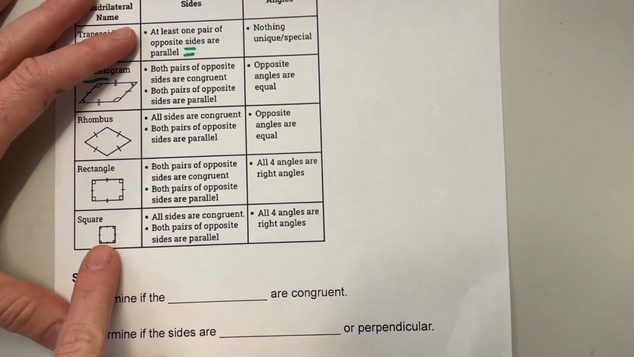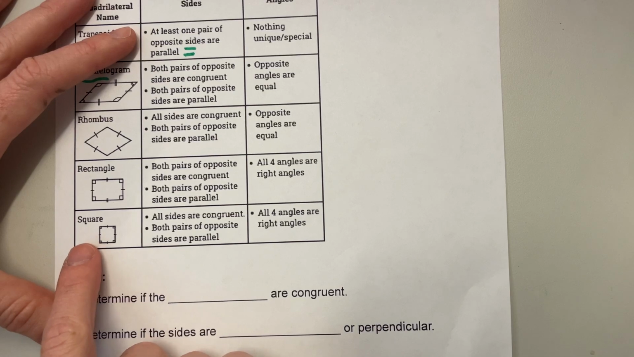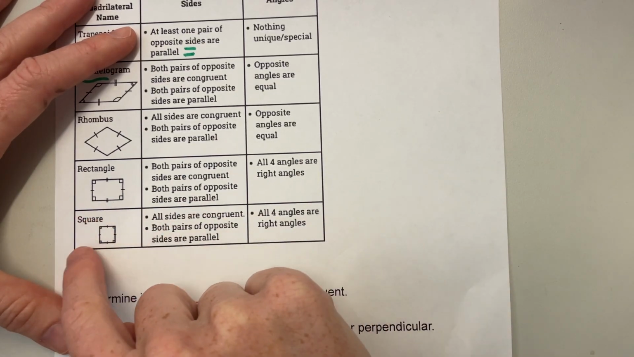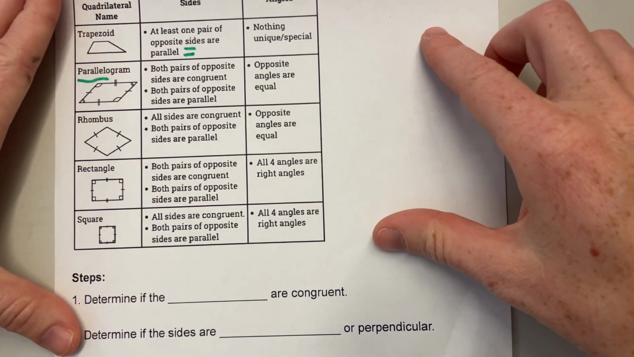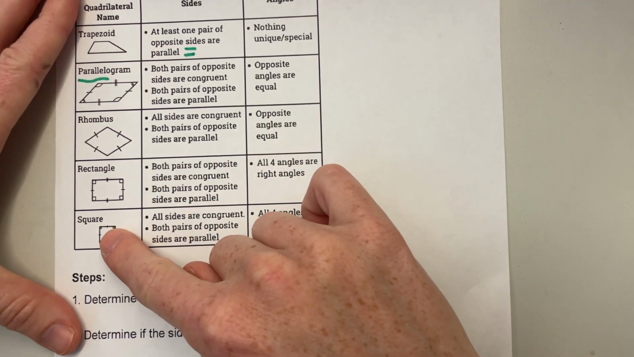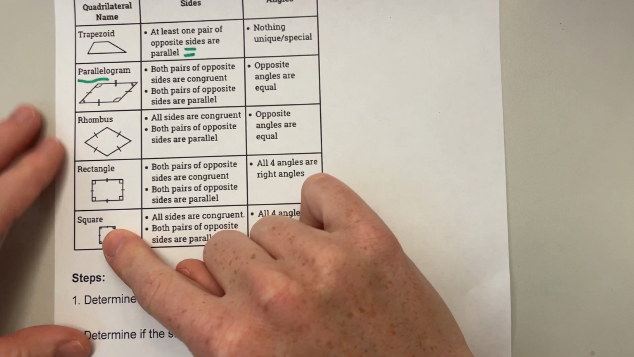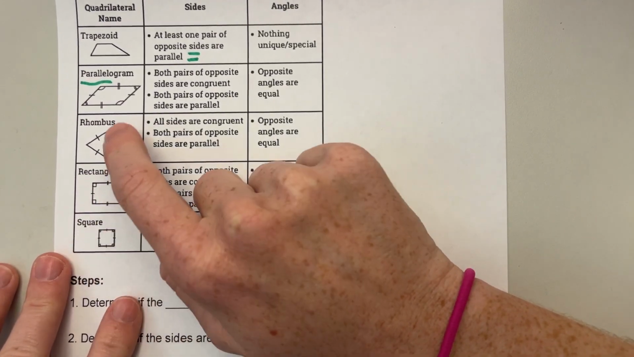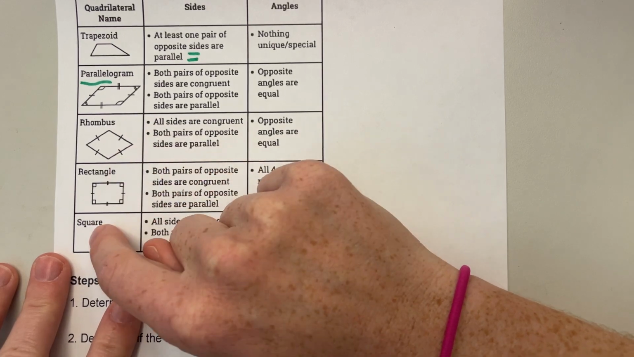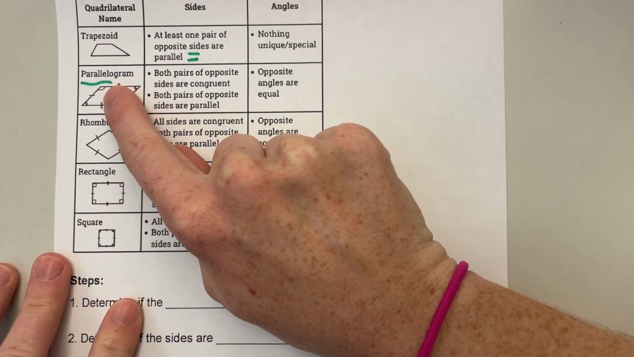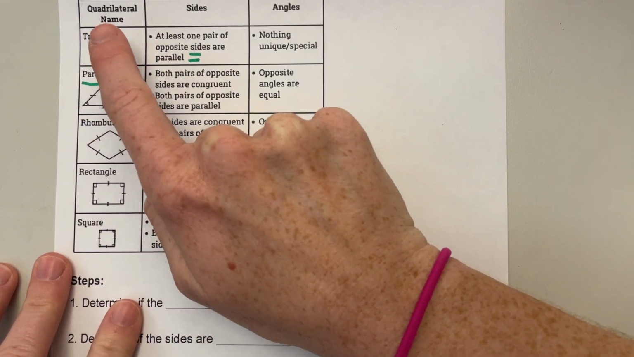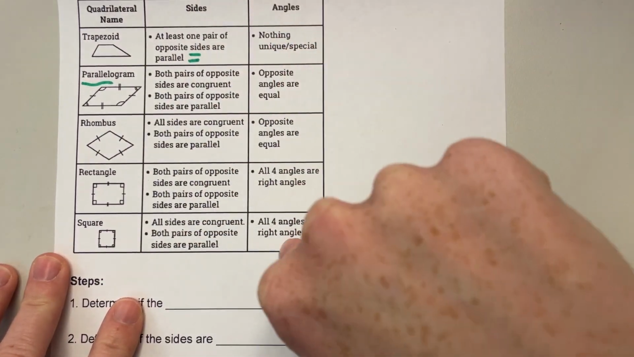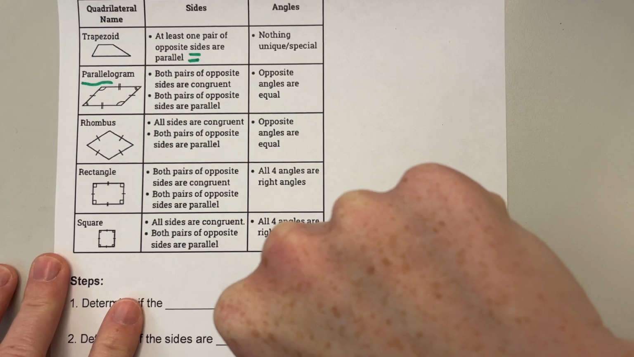And then there's a square. So all sides are the same. These ones are parallel, these ones are parallel, and there are four right angles. Okay, a square can have more than one name. A square can be a rectangle. A square can also be a rhombus. A square can also be called a parallelogram. And a square can also be called a trapezoid because it fits all of the criteria that are listed. Okay?